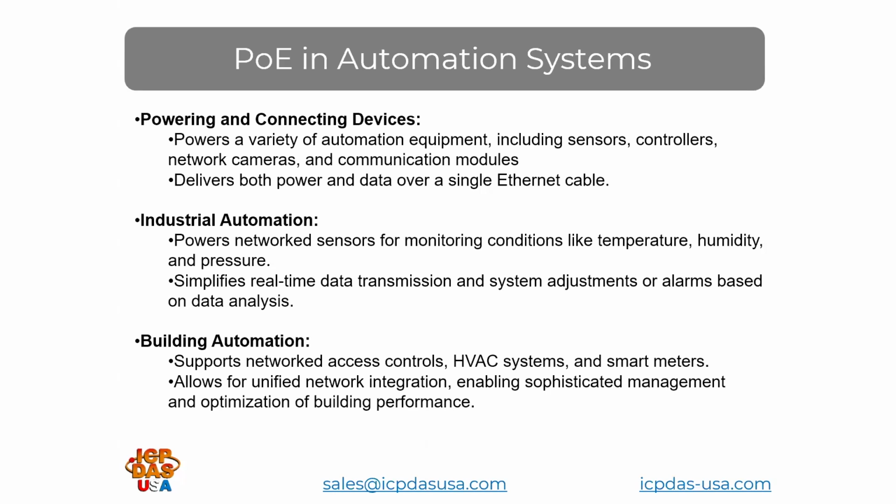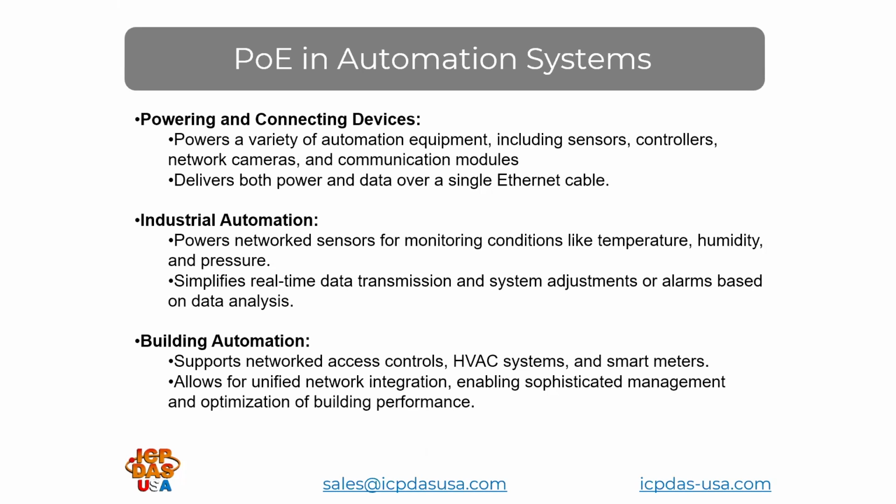PoE power can be implemented using sensors, controllers, network cameras, and communication modules. In general, the PoE power and data capabilities is the most important function of PoE. So you only need a single Ethernet cable, whether it be like Cat 6 or Cat 5. You just use standard unused pairs within the connector, and it supplies power through those.